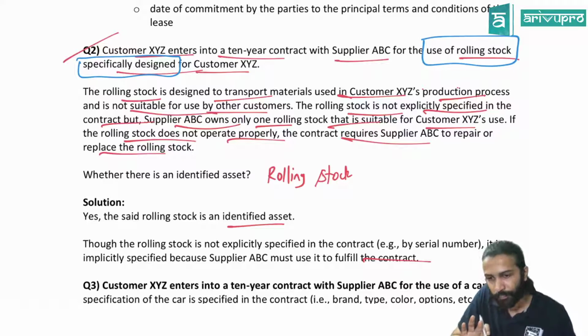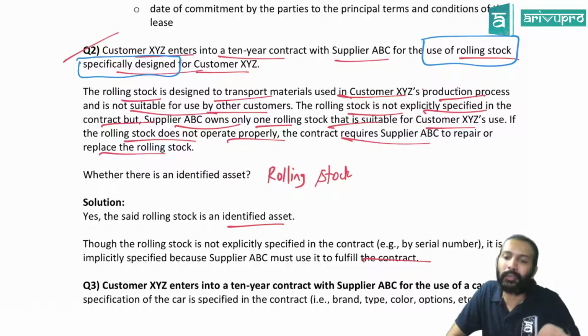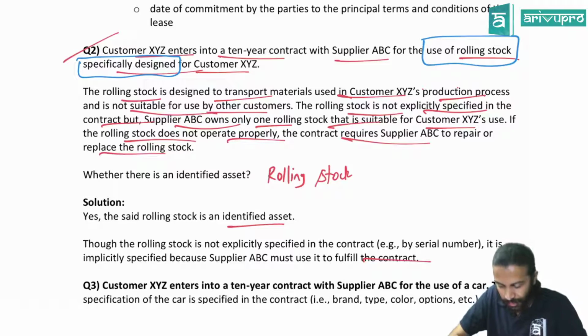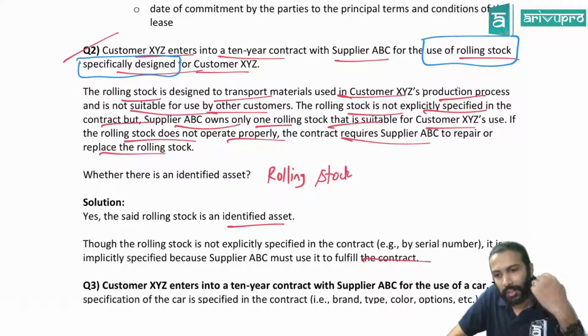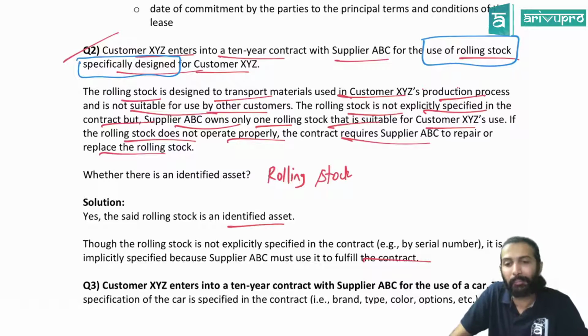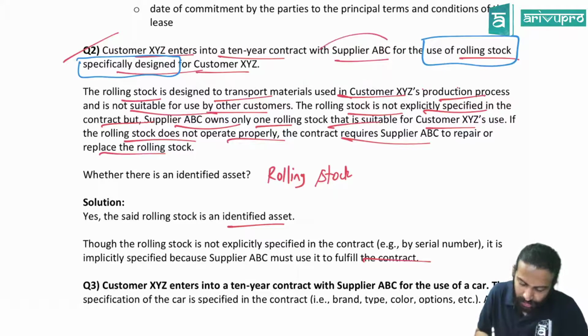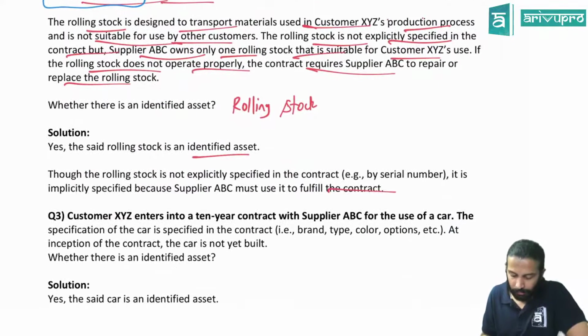Fine now. So what is the funda we learned here? That an asset need not be specifically called out. Though the asset is not specifically called out, because you have not mentioned the rolling stock in the contract, still it is identified. How? Because it is a customized asset. Whether you call it out or not, the customer can only take one such rolling stock from the supplier, and the supplier has only one customized rolling stock with him. Hence, it is an identifiable asset. Understood? Yes, sir.